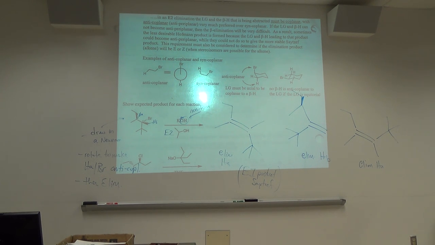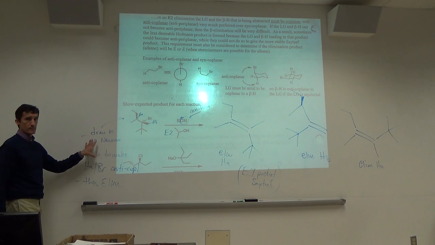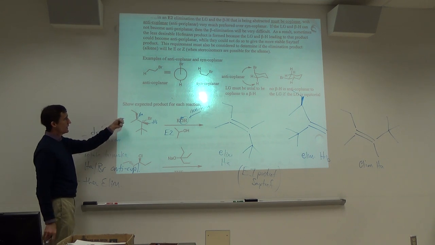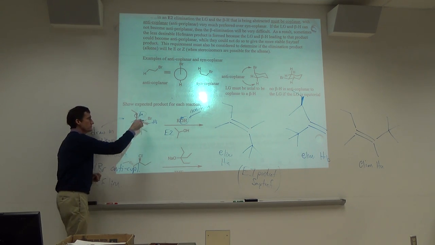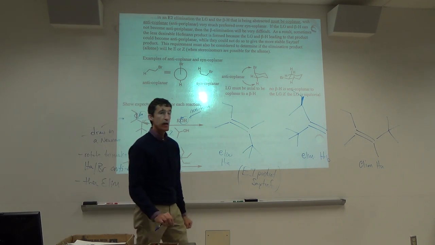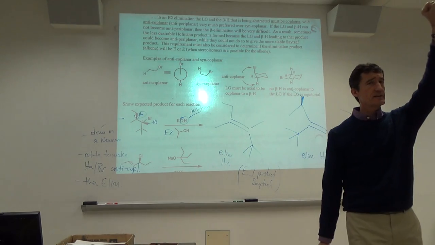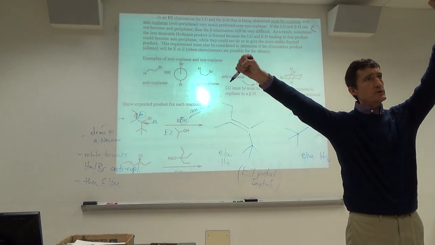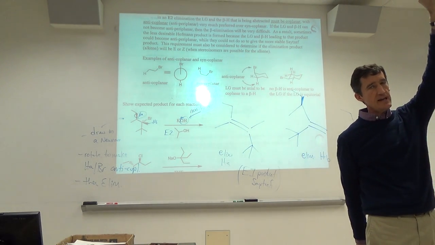We're out of time. You're going to have to do that on your own. We'll look at that first thing next time. Please do this. If you draw the Newman and the leaving group is like this and the H is like this, you need to rotate to make the H anticoplanar.